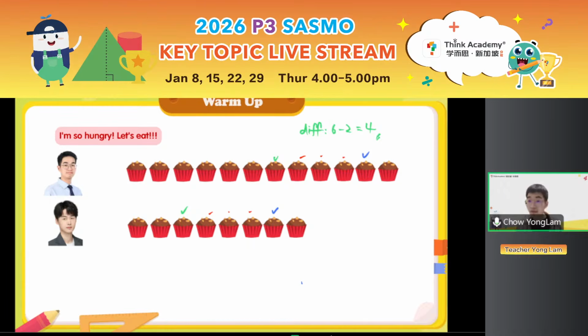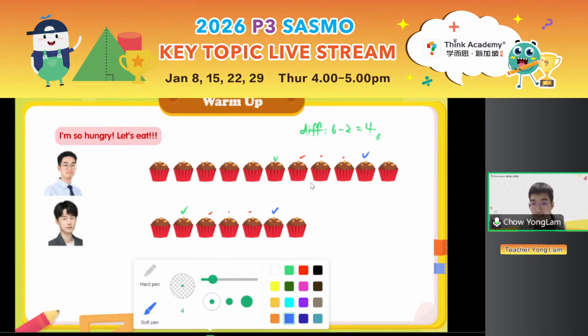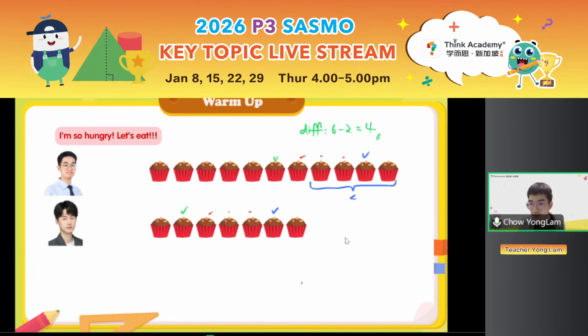Now, Teacher Yonglam bought so many cupcakes, he started eating them. Teacher Yonglam is very hungry. So Teacher Yonglam ate one cupcake. But at the same time, did you notice? Teacher Liz also ate one cupcake. I eat one, he eats one. The difference is still 4.